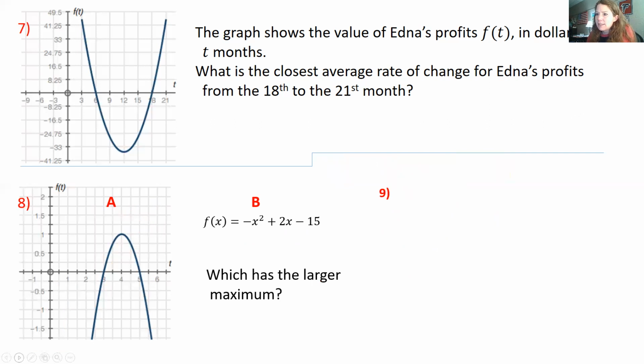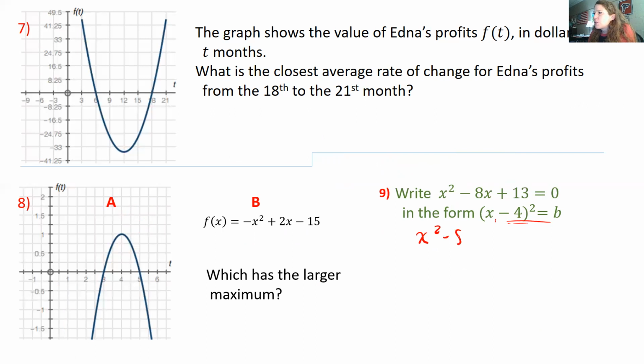Number 9, write this equation in the form. So basically this is the vertex form, right? So this is just an example of what the form would be, but remember how to do that. We're going to push plus 13 over. We're going to put something right there. What is going to be there?